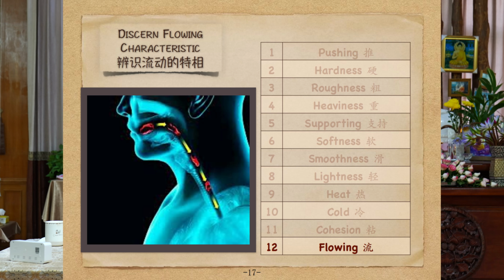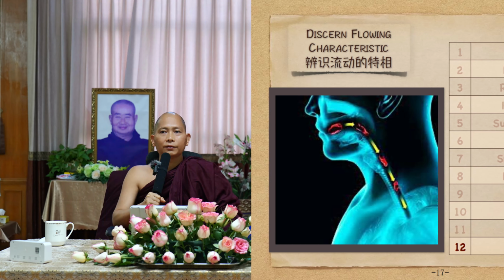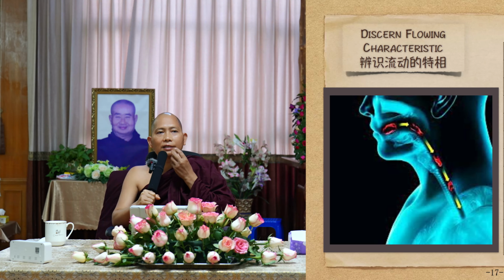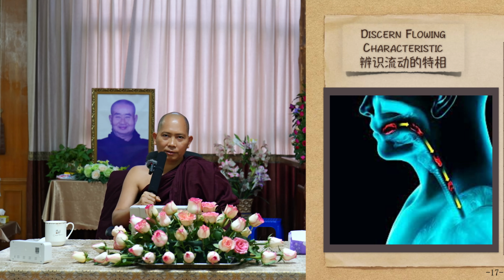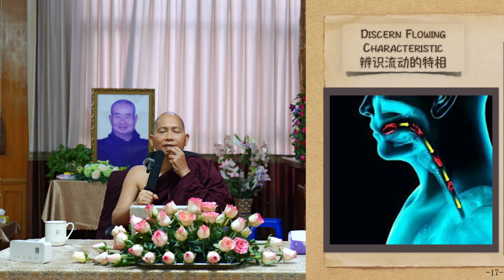Flowing, okay? How to start to discern flowing? For example, the saliva is flowing, the urine is flowing, the sweat is flowing, also the blood in your body is flowing. They are flowing, very obvious. Okay, you can start to discern from everywhere in your body, no problem. If you don't understand, for example, pay attention to the saliva in your mouth, it is flowing.